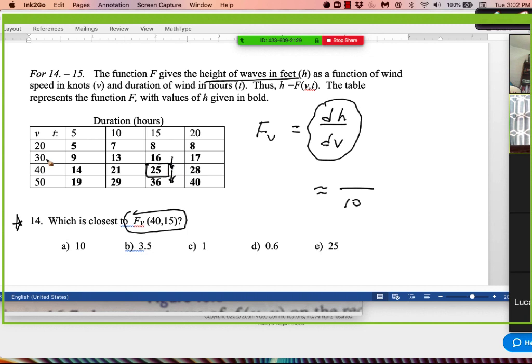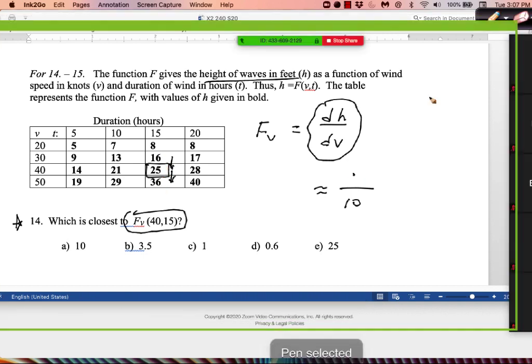And when v changes by 10, how much does the height change? Here it changes by 9, and here it changes by 11. So we could average them. On the average, the height of the waves is changing by 10. Therefore, the rate of change is about 1. Here, the rate of change at this point is about 1. For every change in speed, you're getting a kind of equivalent change in wave height.